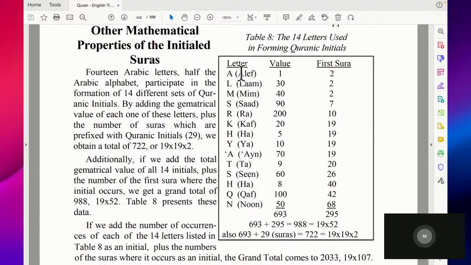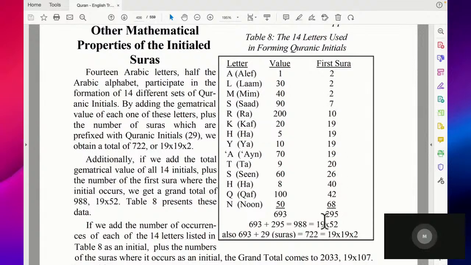For example, Aleph Lam Mim, the first place that it has happened is in Surah 2, Surah Al-Baqarah. Sad, the first place that it has happened is Surah 7, Surah Al-A'raf. Now, Ra, Surah 10, Kaf, and you see Kaf, Ha, Ya, Ain. The first place that it has happened is Surah 19, then Ta, Surah 20, Sin, Surah 26, Ha, Surah 40, Qaf, Surah 42, and Noon, the only place in the Quran that it has happened is Surah 68.